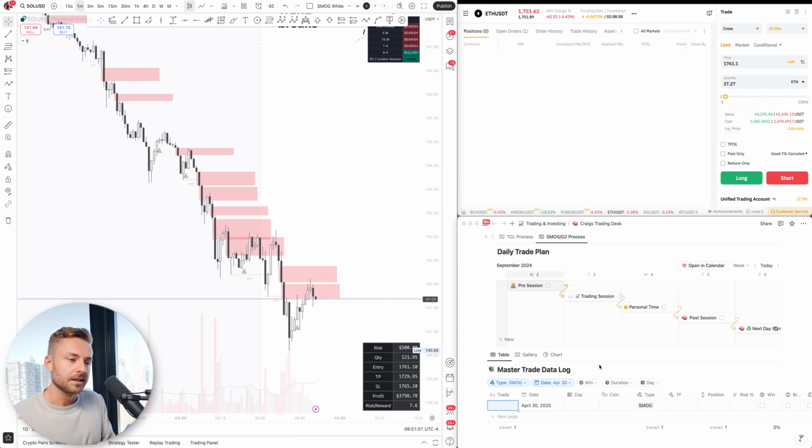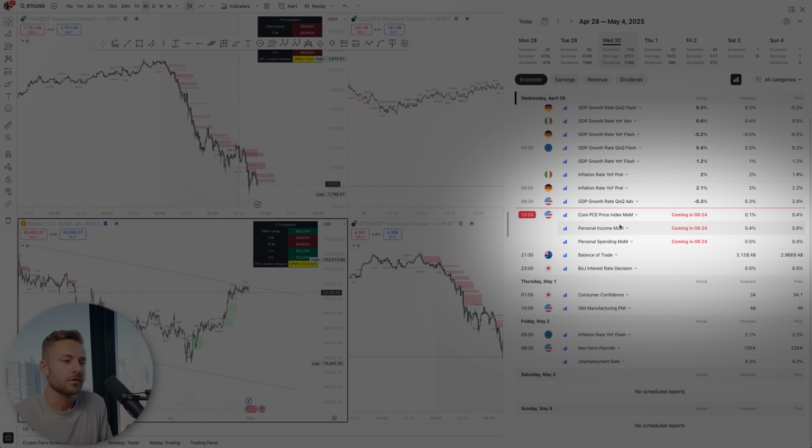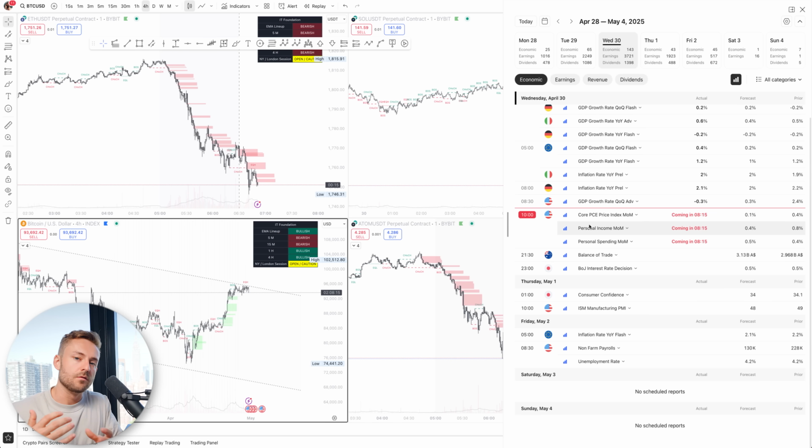Once I have all of these things up, all I'm doing now is walking through the methodology each day, and it's always going to look roughly the same. First thing that we're doing is checking for important news events. We have core PCE, personal income and spending income month over month reports. This is going to definitely move the markets around. So after that, the rest of the session should be smooth sailing.